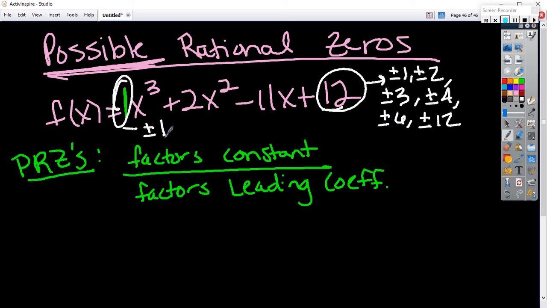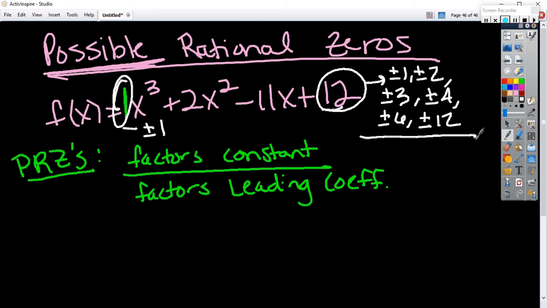I'm lost. Where are you lost? On the last part. That's the first part, so we're done. This is anything that will go into 12, all the factors of 12. So you have to put the plus and minus sign on all of them? Yes, because negative 3 times negative 4 is positive 12. Two negatives make a positive.